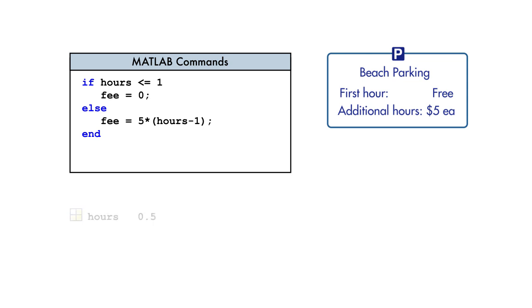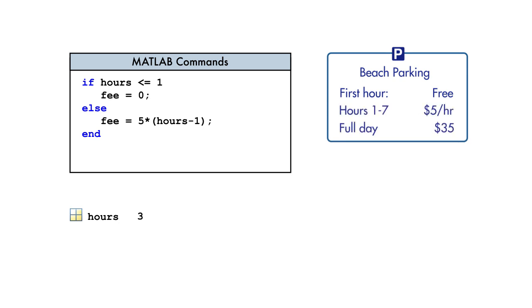For example, if we parked for half an hour, the result is fee equals 0, because the expression in the if statement is true. But if hours is 3, the code following the else keyword is executed, and fee is 10. Of course, often we have more than just two possibilities. What do we do if there are 3 or more?